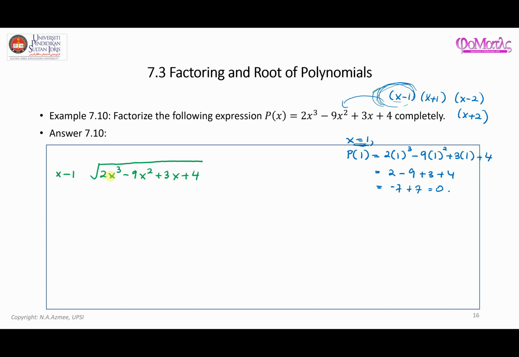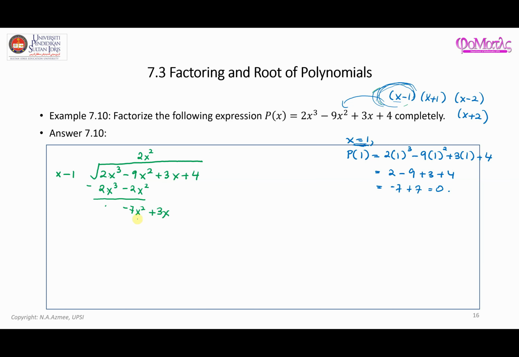Here we have, I need to find the value here such that when I multiply with x, I get x cubed. So that would be 2x squared. 2x squared times x will be 2x cubed. 2x squared times negative 1 will be negative 2x squared. Subtract. So this term here will be gone, 0. Negative 9 plus 2 will be negative 7x squared. 3x is coming down, so plus 3x.